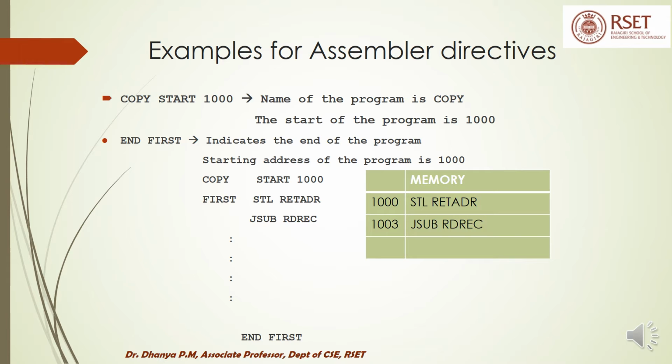We will see the assembler directives start and end. As already mentioned in the previous slide, start shows the name of the program and also starting address of the program. Now in this example, you can see that it is written COPY START 1000. COPY is the name of the program and 1000 is a location where the first instruction of the program resides. Now consider the statement END FIRST.